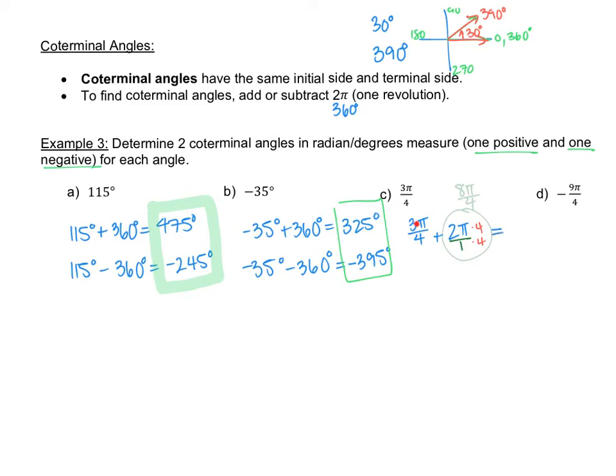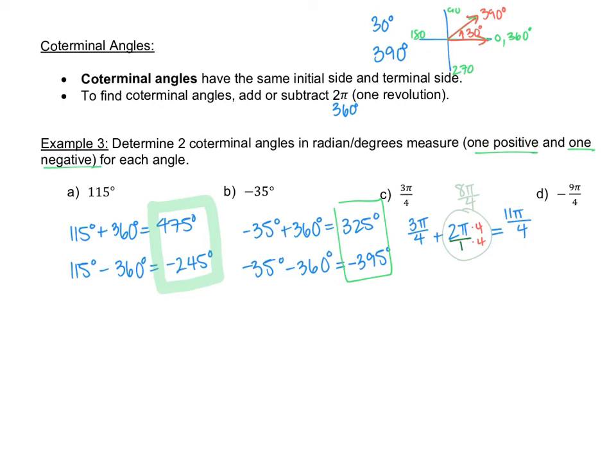So if I combine, this would be 3 pi plus 8 pi, which is 11 pi. Just add the numerators. Now, both of the denominators should be 4 now, so you'll just carry the 4 over. And I can't reduce this fraction, so 11 pi over 4 is all I can do. And this would be my positive coterminal angle.